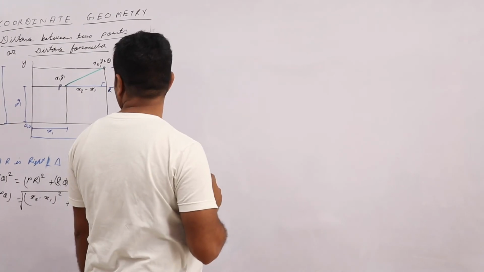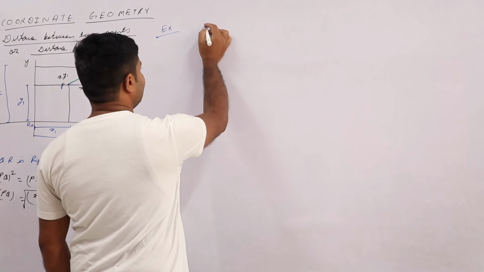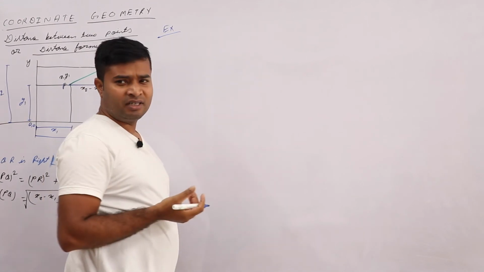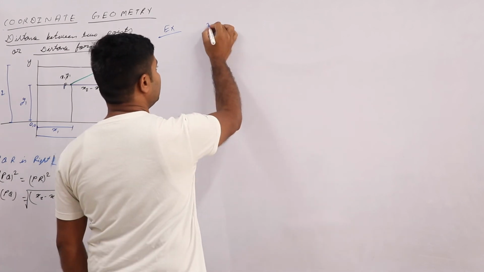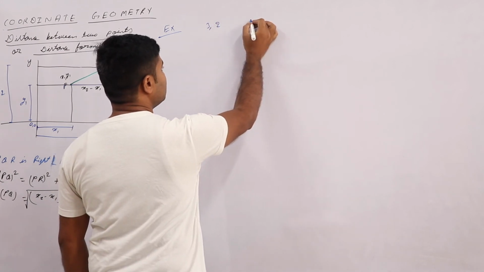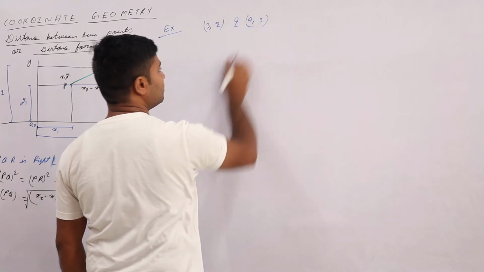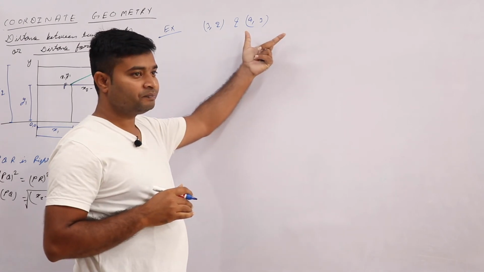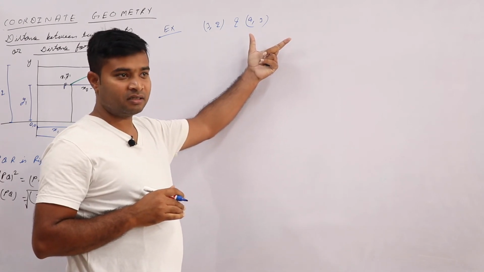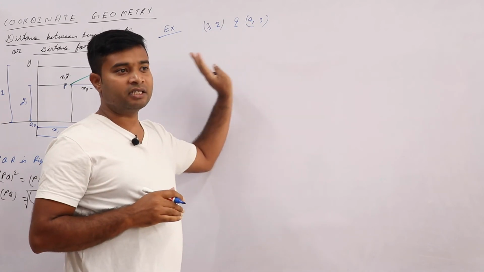See, so take one example. Like 2 points, what you taken before? Point 3, 2 and something, right? Yes or no? Sir, I'm taking 3, 2 and 4, 3. Something 2 points I have taken. Correct? Yes, 2 points are given, 3, 2 and 4, 3. So 2 points are given and we are asked to find the distance between them.